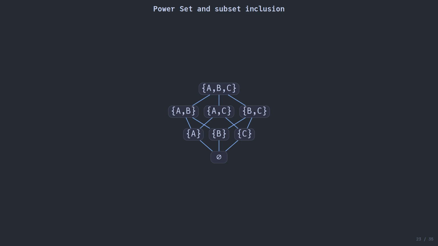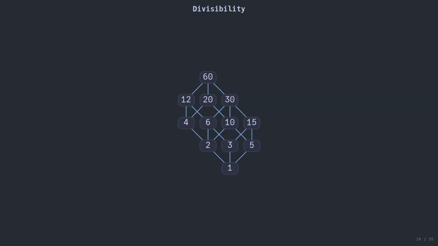The top of this lattice is the full set A, B, C. The bottom is the empty set. This power set forms a perfect example of a finite lattice. Here's another example. This time, we look at the natural numbers, ordered by divisibility.